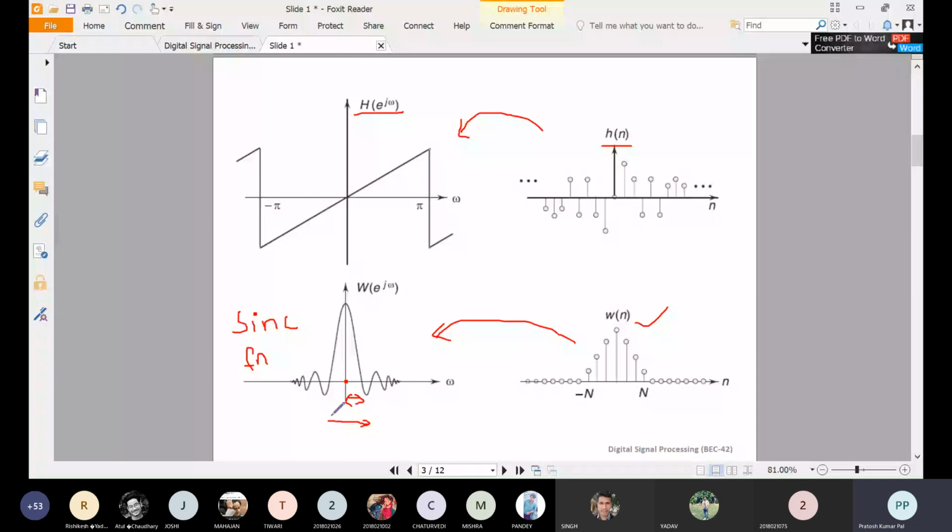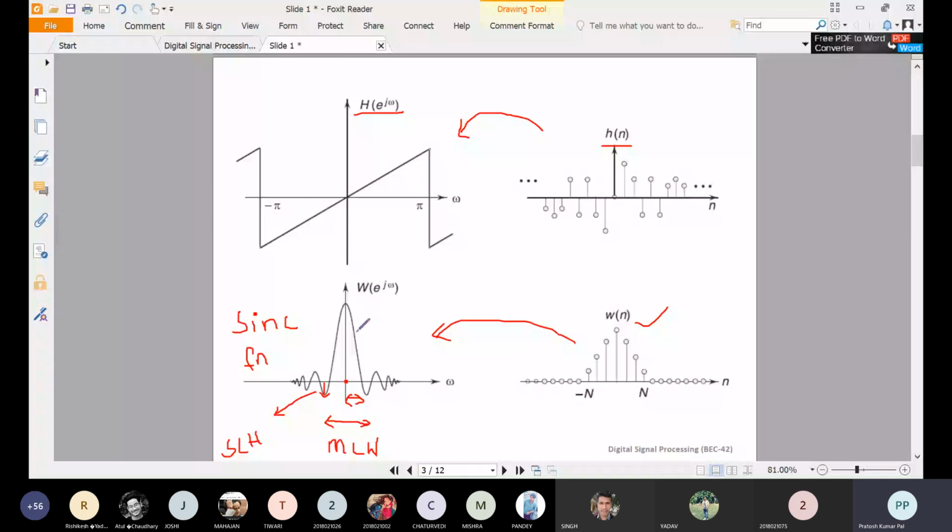This width is called the main lobe width. The main lobe is where most of the energy of the window function is available. These other lobes are called the side lobes, and the side lobes decrease as the frequency increases. We also need to find the height of the side lobes, which we call the side lobe height.